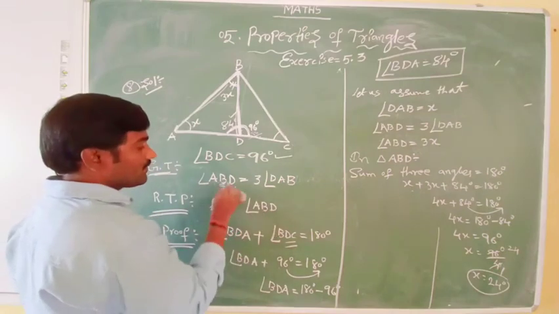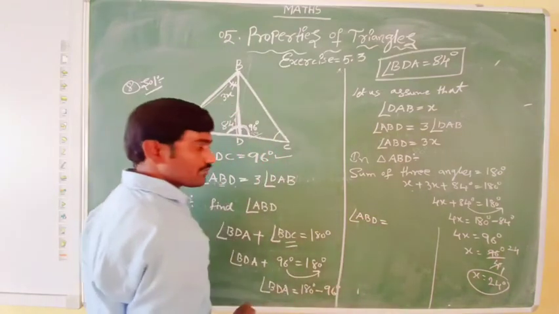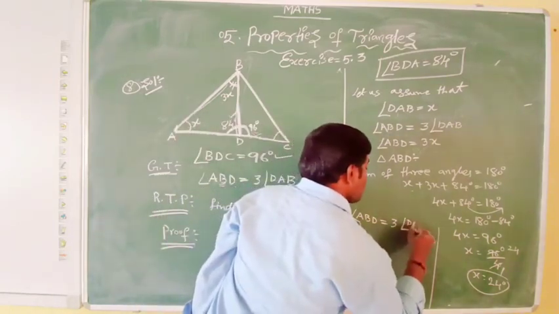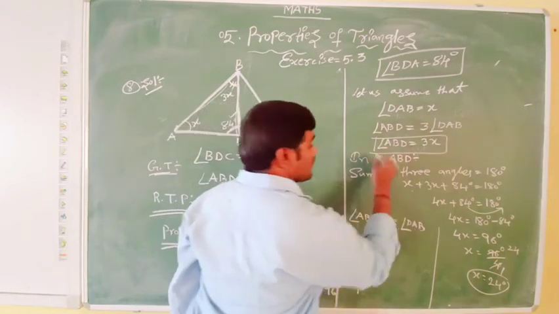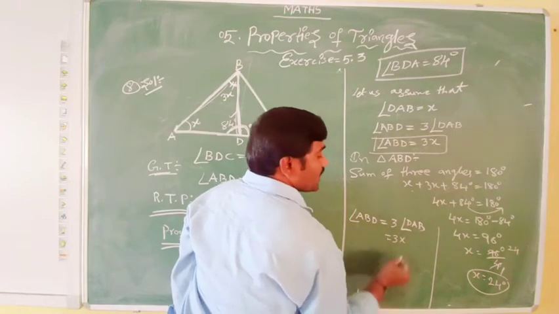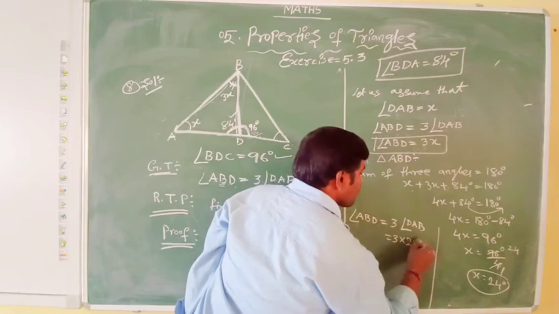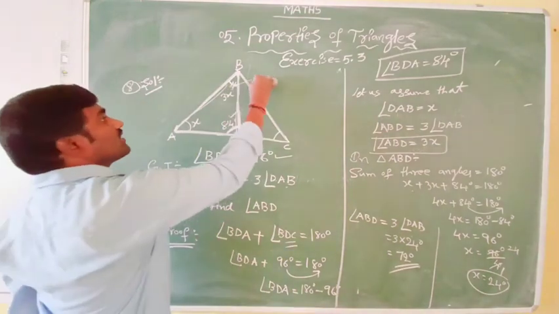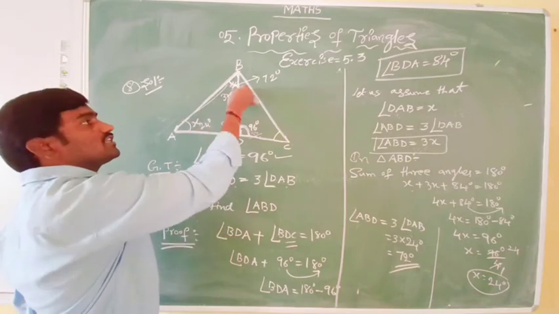What is angle ABD? It is 3 times of angle DAB. Here we already got ABD as 3x, nothing but the same thing here also. 3 into DAB, x is nothing but DAB. This value is 24 degrees, so 3 times that equals 72 degrees. So this angle will be 72 degrees because it is 24 degrees, 24 threes are 72 degrees.